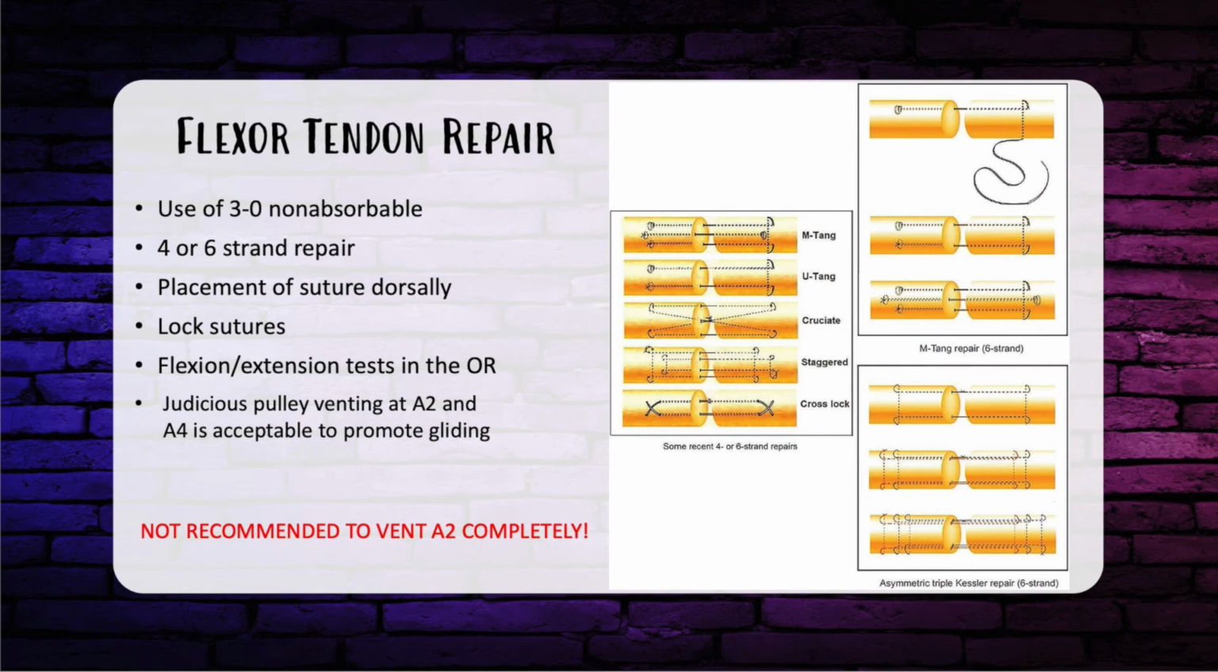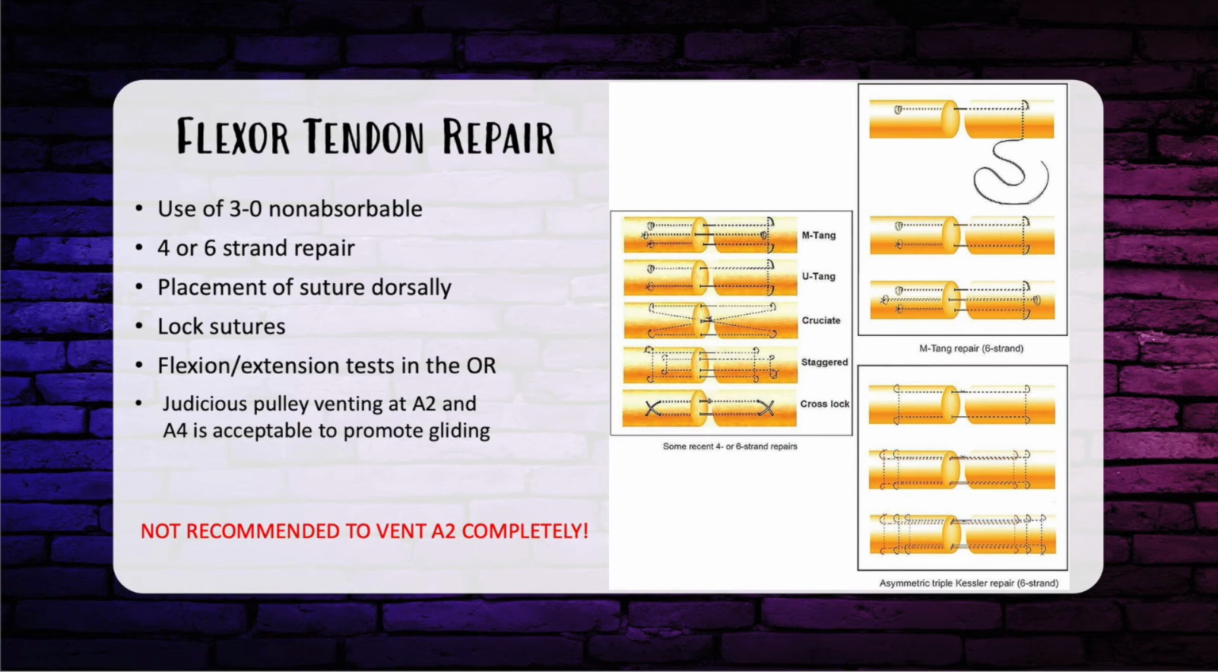Placement of the suture dorsally on the repair has been shown to increase the strength of the repair by 2 to 4 times, and it also decreases interference with synovial fluid. Another important factor is locking versus grasping. Locking sutures improve force and gap resistance compared with grasping loops in flexor tendon repairs.